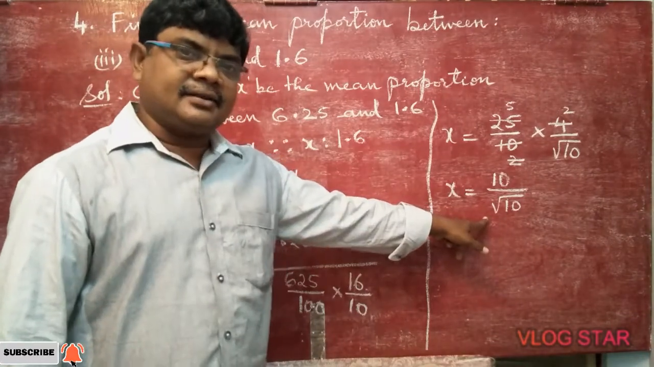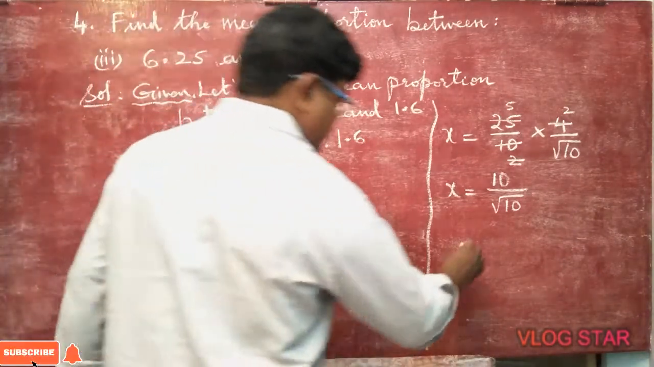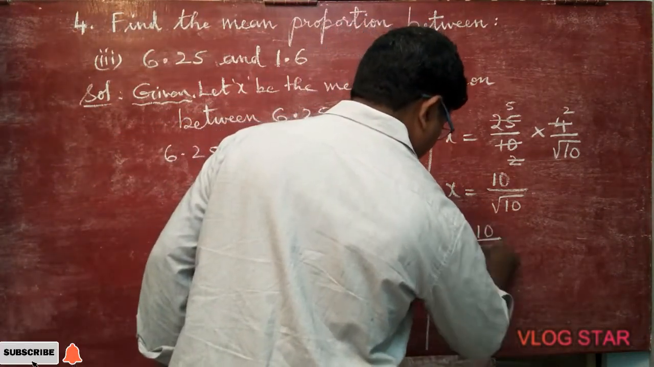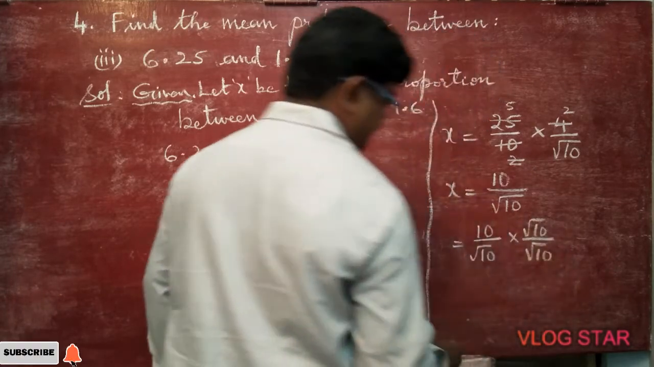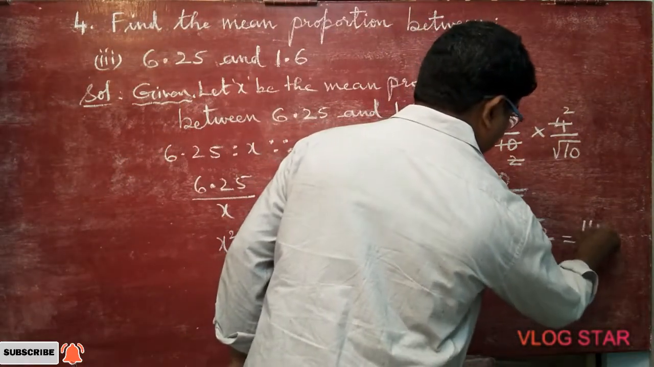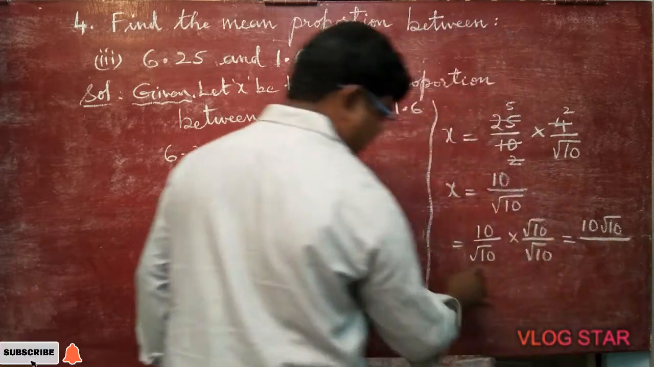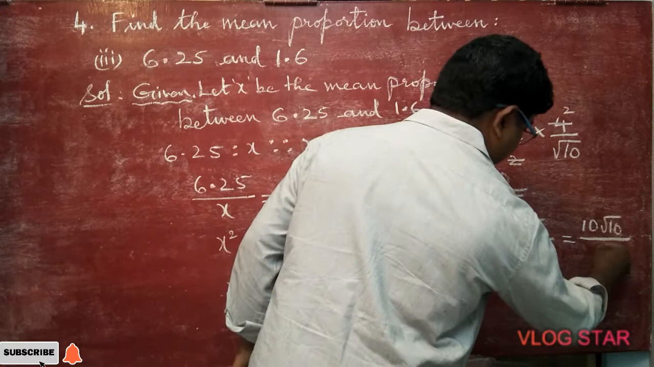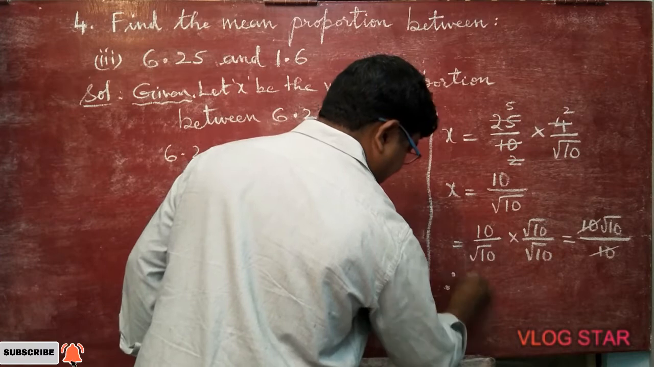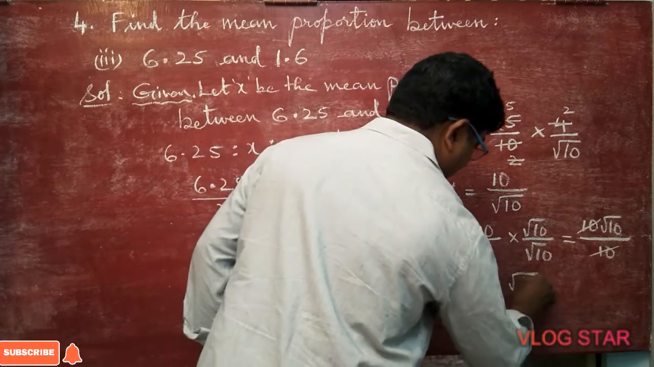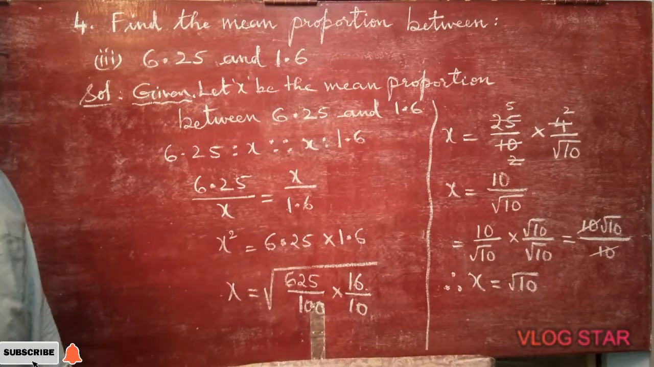Irrational is there in the denominator. How to remove it? The rationalizing factor of root 10 is root 10 only. So 10 by root 10 into root 10, we have learned in 9th class, rationalizing factor. So that is equal to 10 root 10 divided by root 10 into root 10, which is 10. 10, 10 get cancelled. Therefore x is equal to root 10. They told us to find the mean proportion, that is root 10.